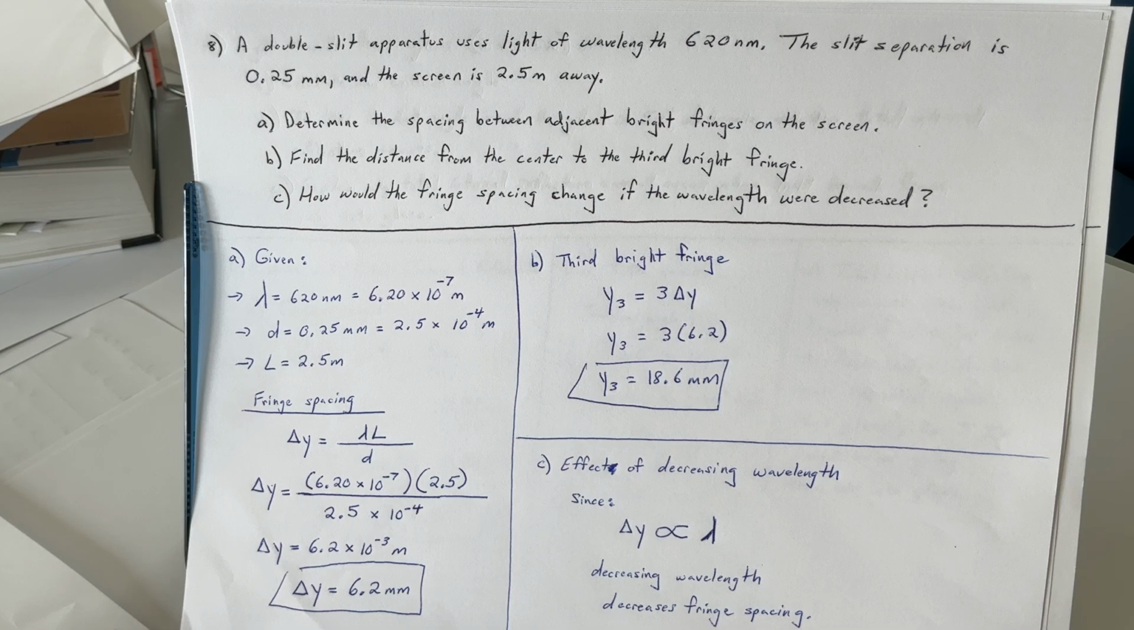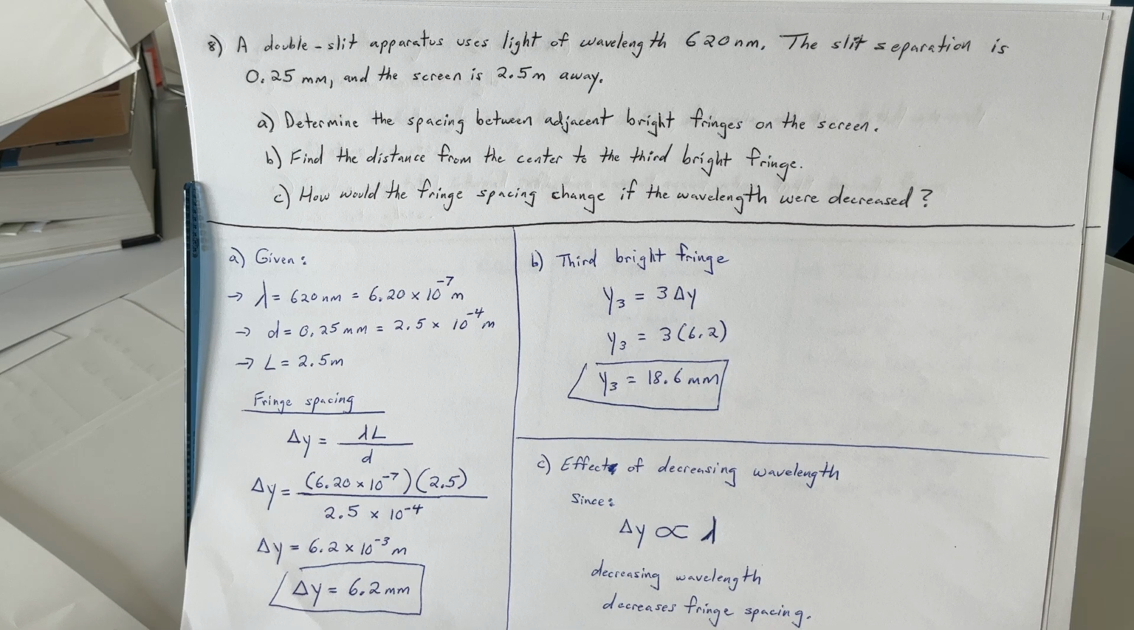So for part A, here's what we're given. Lambda is 620 nanometers. That would be, in scientific notation, 6.20 times 10 to the negative 7th meters. That's our preferred scientific notation for this. Our d value here is 0.25 millimeters. I'll change that to 2.5 times 10 to the negative fourth meters. And our L we'll keep as 2.5 meters. So everything's in units of meters.